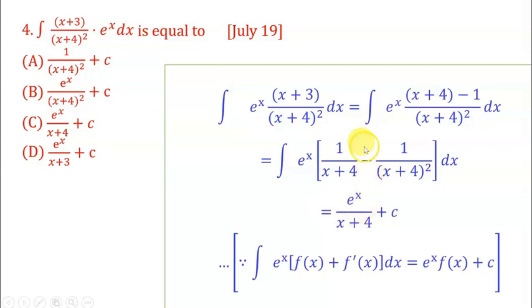Now what is the value of f of x? The value of f of x is 1 upon x plus 4, and hence the answer is e raised to x upon x plus 4 plus c. Now which option is correct here? Option C is correct here. Okay. Next example.